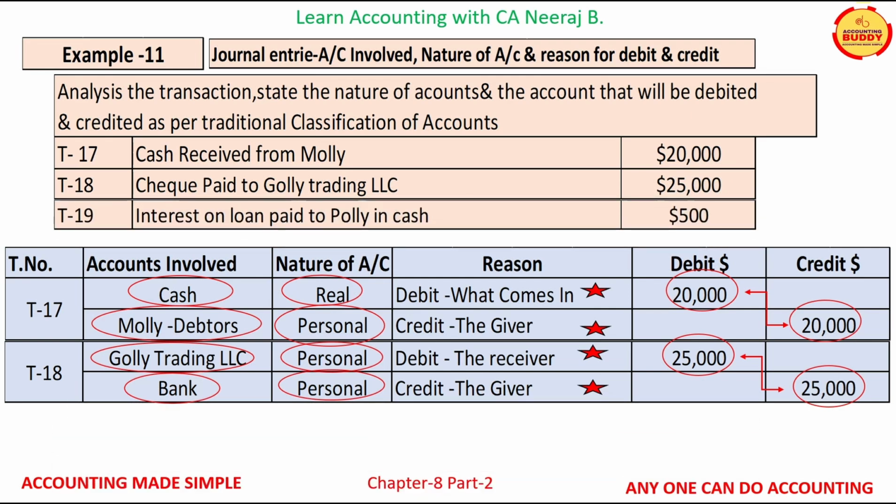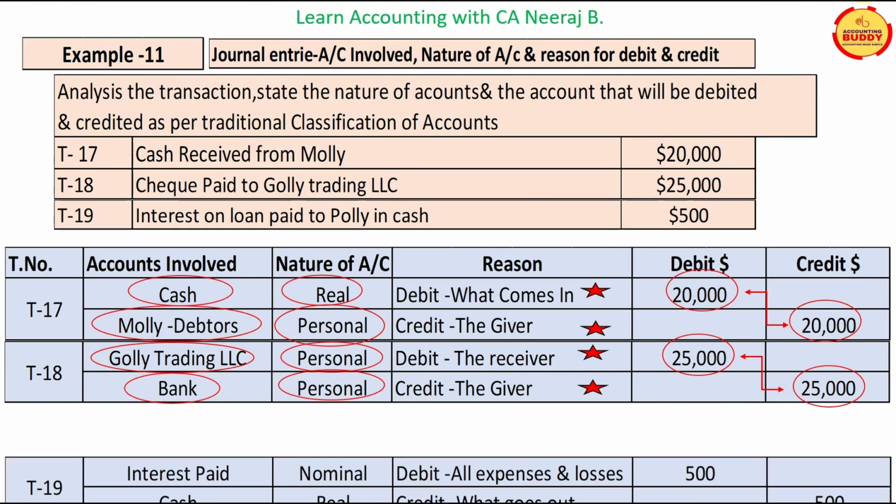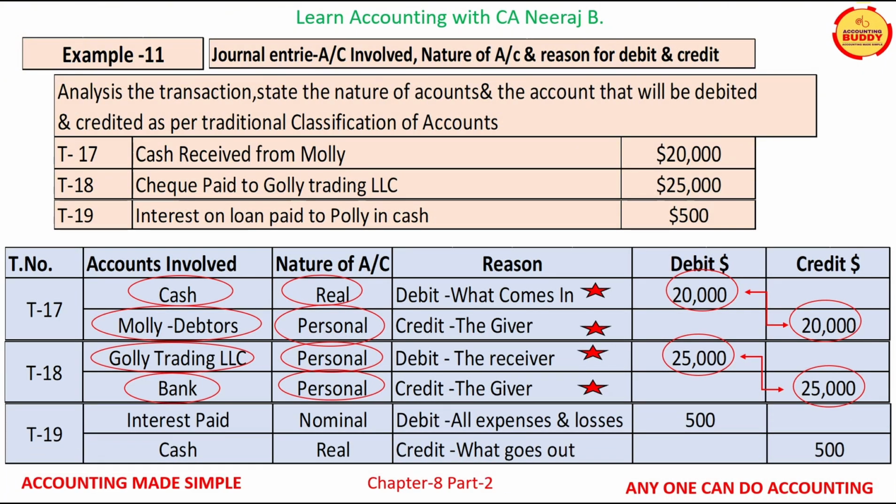Transaction T19 is interest of $500 paid to Molly in cash. The two accounts which are getting affected are interest paid account and cash account. Interest paid account is a nominal account. The rule for debiting a nominal account is debit all expenses and losses.